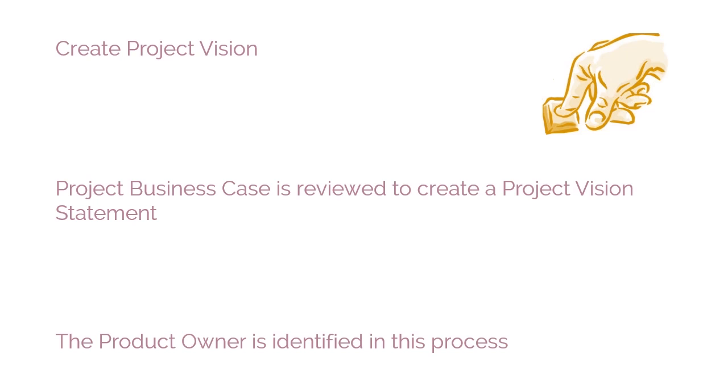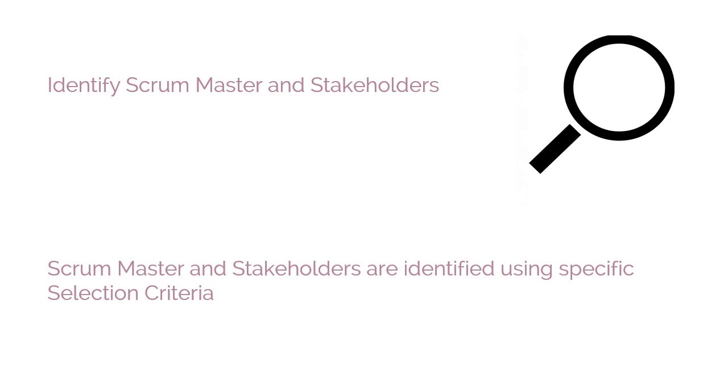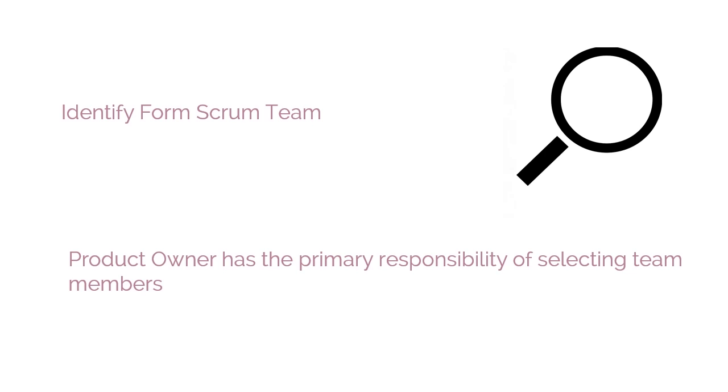The second process is identify Scrum Master and stakeholders. In this process, the Scrum Master and stakeholders are identified using specific selection criteria. The third process is the form Scrum team process. In this process, Scrum team members are identified. Normally, the product owner has the primary responsibility of selecting team members, but often does so in collaboration with the Scrum Master.